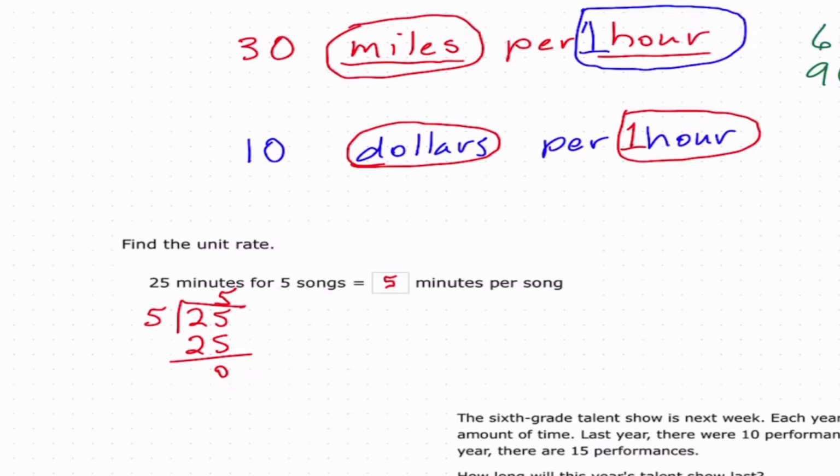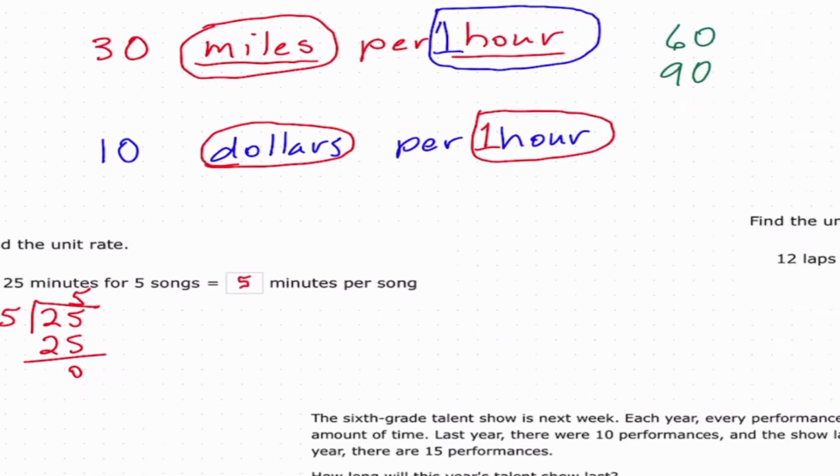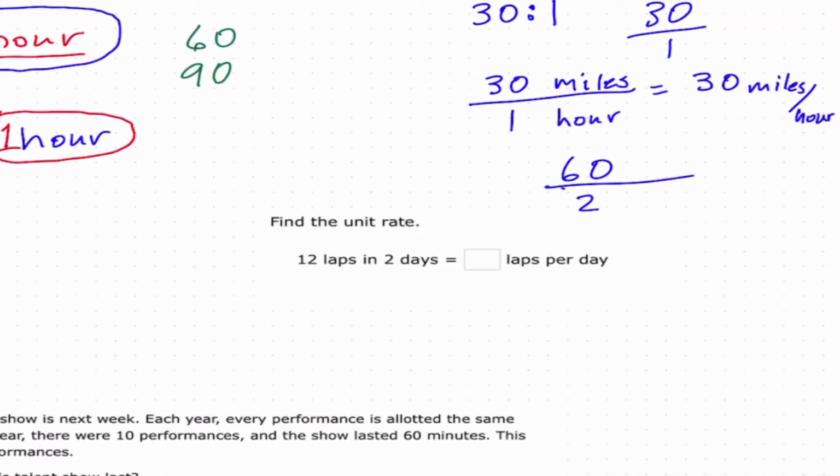Okay, let's do another one. Should be fairly easy. As long as you guys can divide, you should be fine with finding unit rates. You just got to know which numbers to use. And so we have this one here is 12 laps in 2 days. So how many laps is that per day?